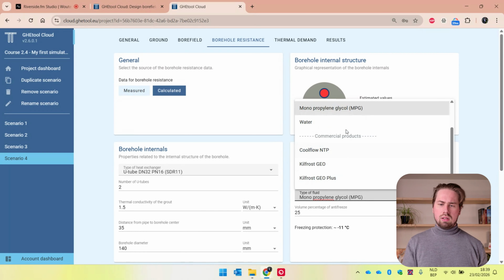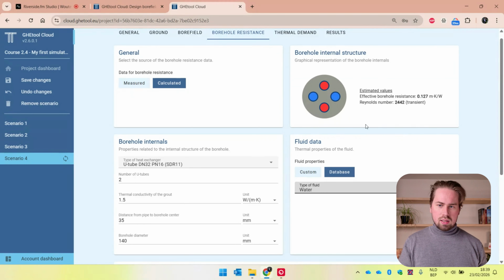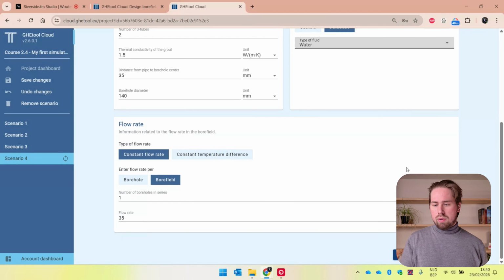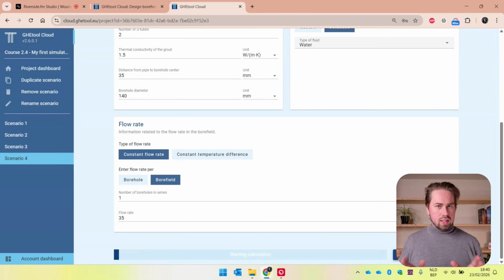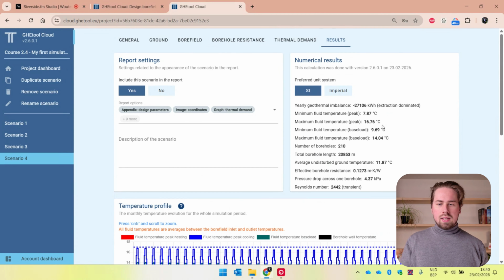So let's go ahead and say, okay, can we work with water instead? And when we do that, you can already see it spoiled here. Our Reynolds number increased significantly because water has way lower viscosity, as we will discuss next part. So also our effective borehole thermal resistance is now way better because our convective heat transfer is now way more efficient. So if we simulate this, all the rest is the same, we just say, okay, we don't need this antifreeze. We see that our maximum temperatures are even lower because our effective borehole thermal resistance is now better.